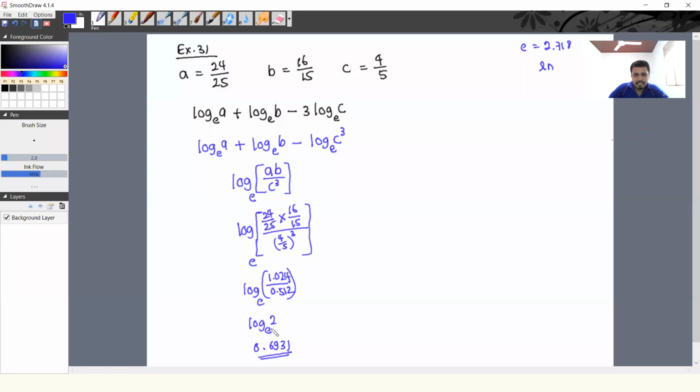Log to the base e is considered a natural logarithm, right? So if you need to find the natural logarithm of 2, that is ln 2, it should be 0.6931.